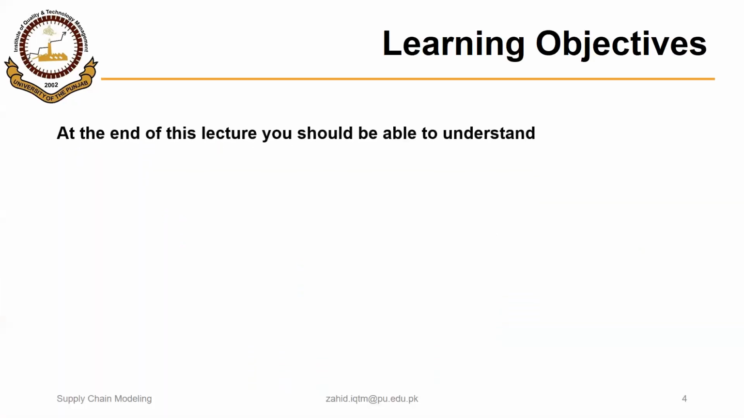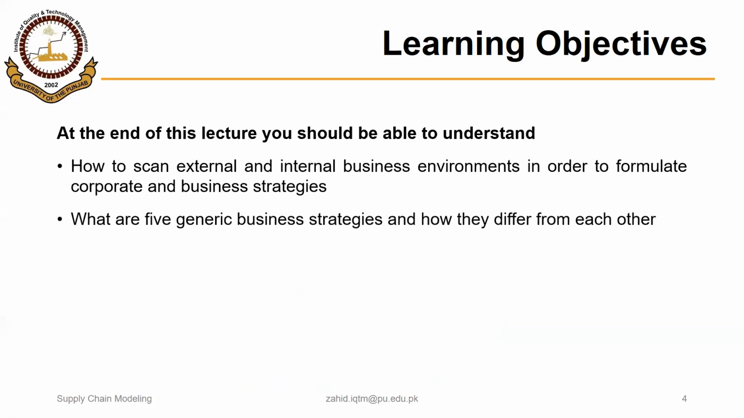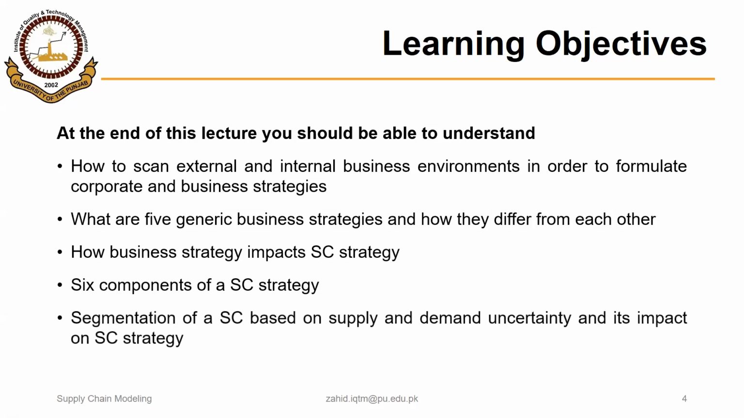So the learning objectives of this lecture include: to understand how to scan external and internal business environments in order to formulate corporate and business strategies; what are 5 generic business strategies and how they differ from each other; how business strategy impacts supply chain strategy; and the 6 components of a supply chain strategy and segmentation of a supply chain based on supply and demand uncertainty and its impact on supply chain strategy.